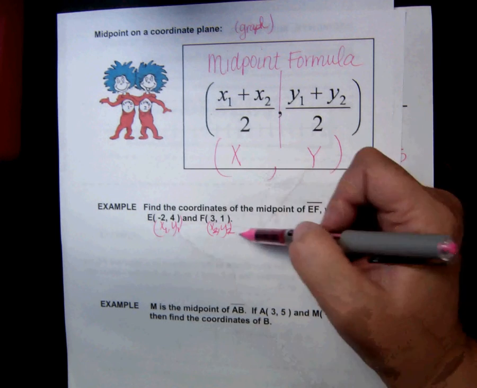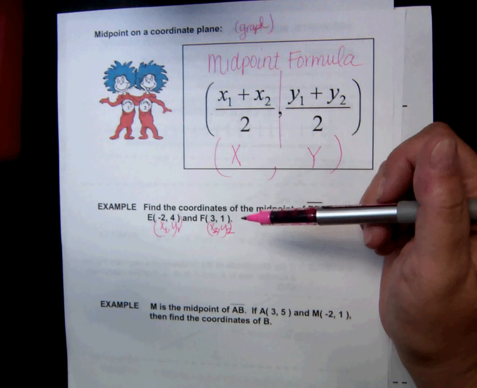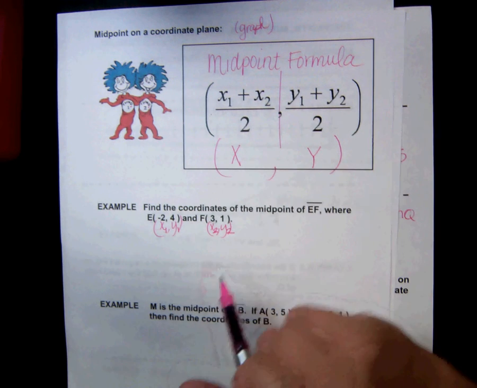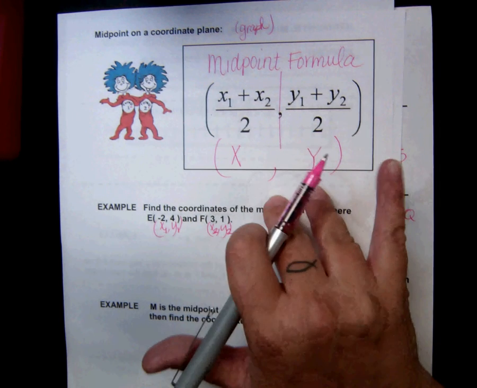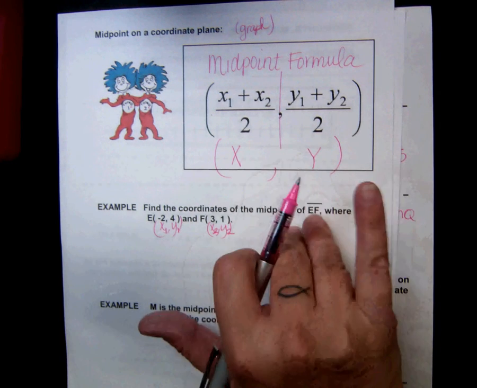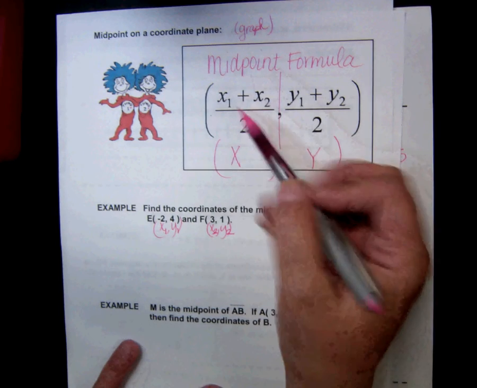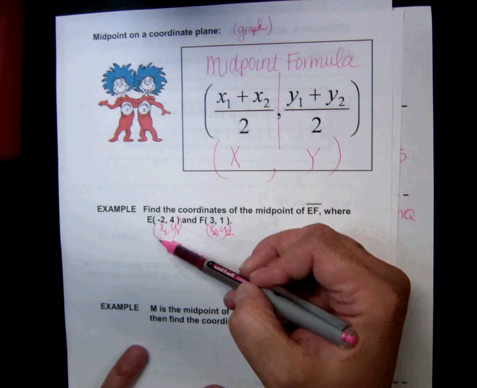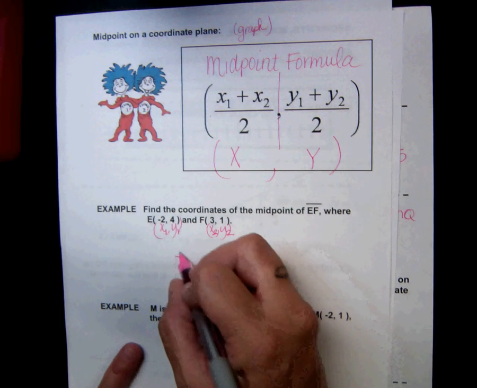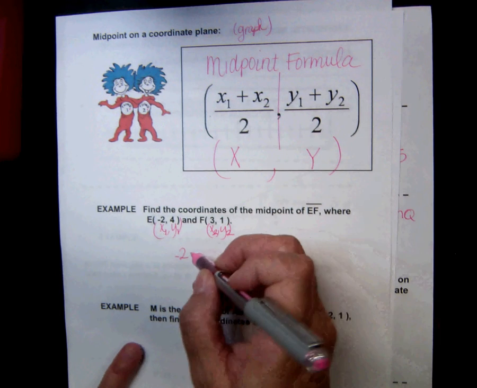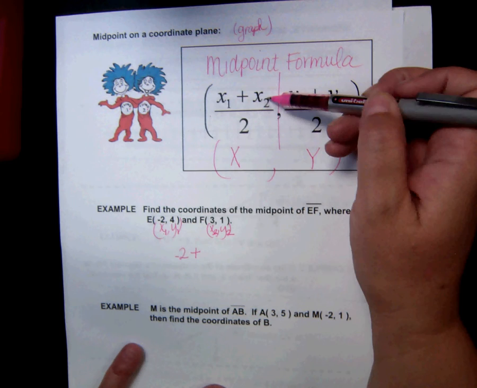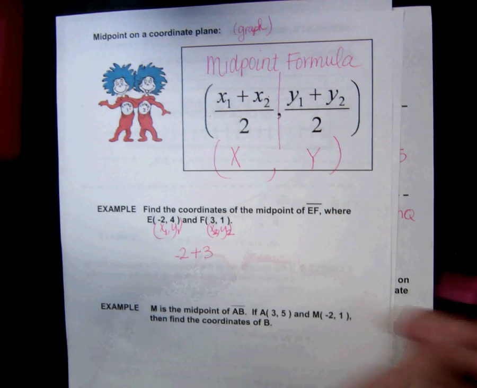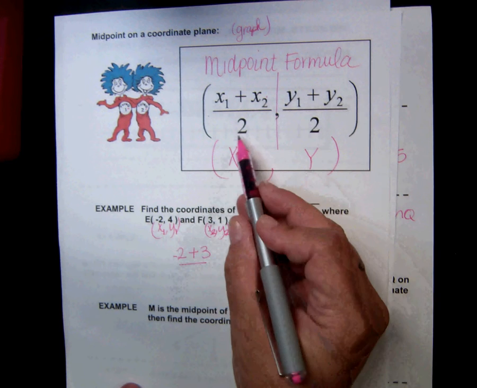Guys, go label these until you get used to the formula. Label them so you know, because it's very easy to get the numbers switched when you're putting it in the distance formula or the midpoint formula. So now we're going to take this formula up there. My x1 is -2, so I'm going to put -2 plus my x2, which is 3, and then I'm going to divide it by 2.